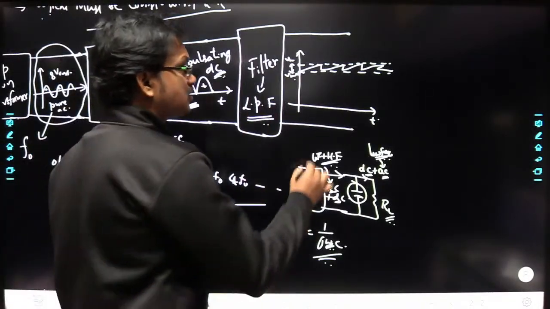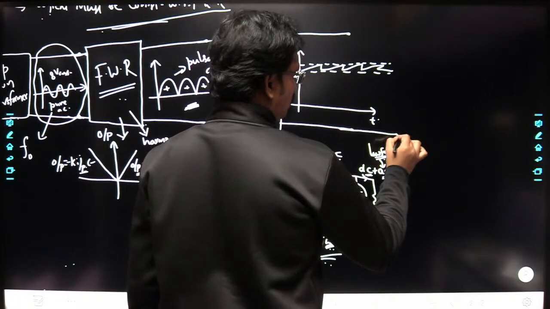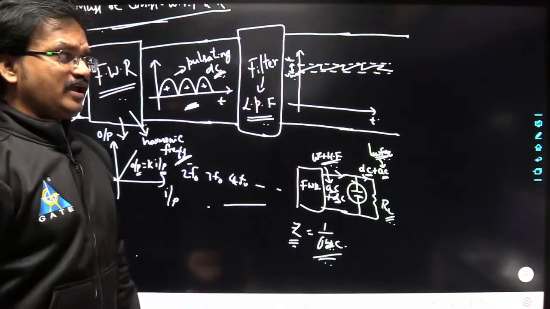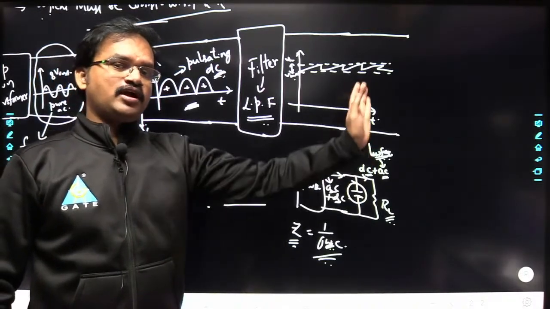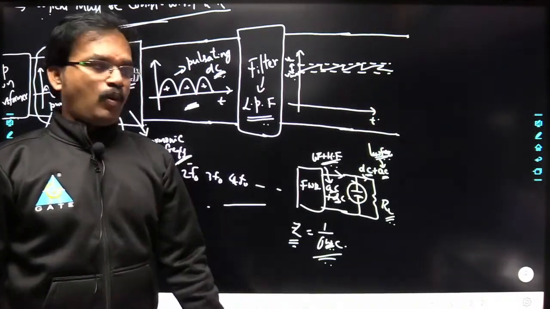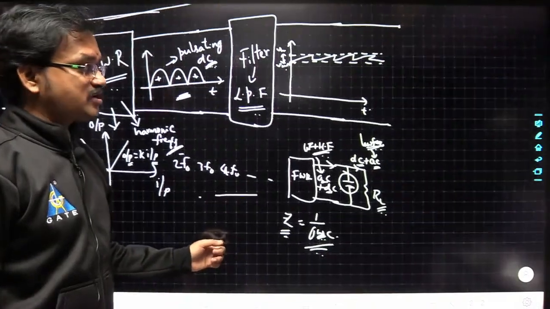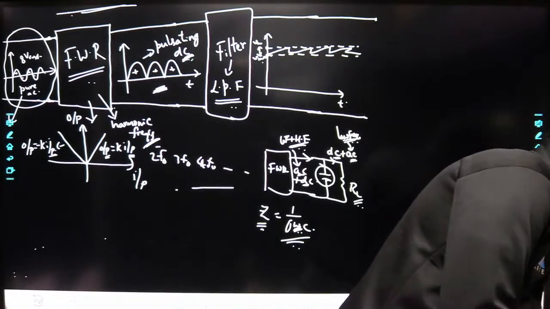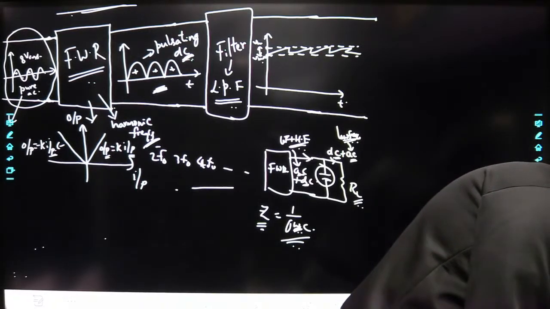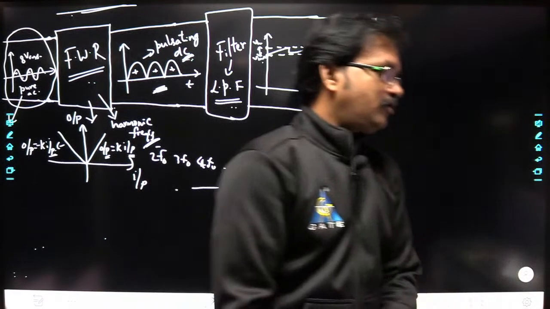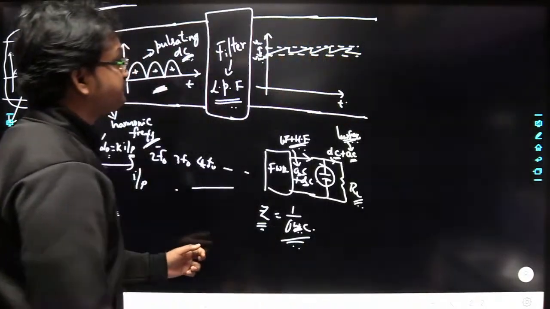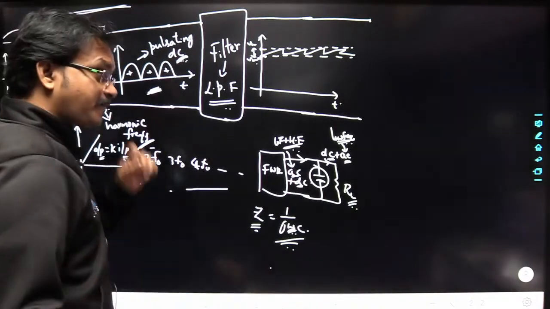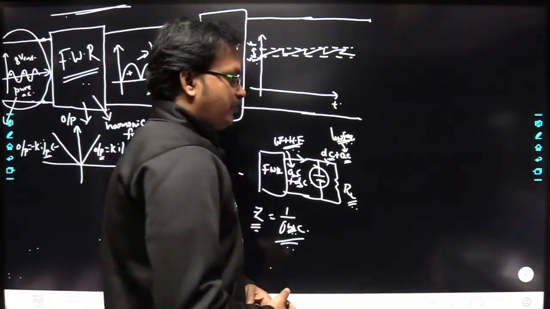Now, in order to eliminate these ripples and produce a constant DC voltage at the output, what is the next stage you have to do? Tell me. See here, what can you do?